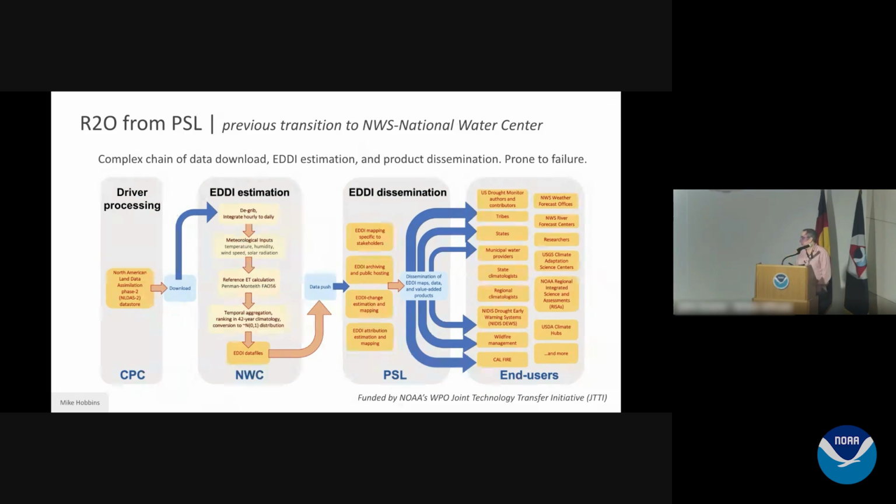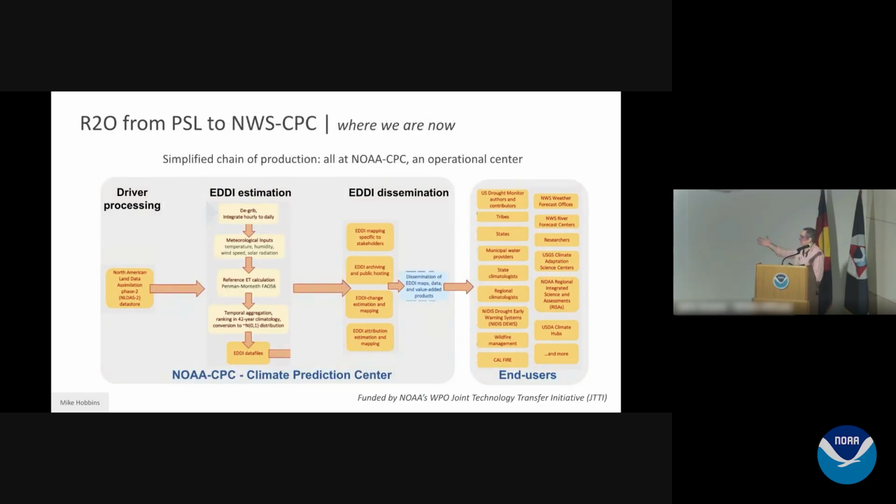And the National Water Center said, at one point they said, well, EDDI really isn't in our portfolio looking forward, so you're going to have to do something about it. So we applied to the JTTI again, and they were good enough to fund us again. 3 years later, we came up with what looks, well, I hope it looks a lot simpler. Everything from driver processing, EDDI estimation to EDDI dissemination happens at the CPC, and they produce all the end user relevant information, the maps, the data, the attribution, everything. Once again, like I said, that was funded by JTTI. They're an operational center, so thankfully it's a natural home.